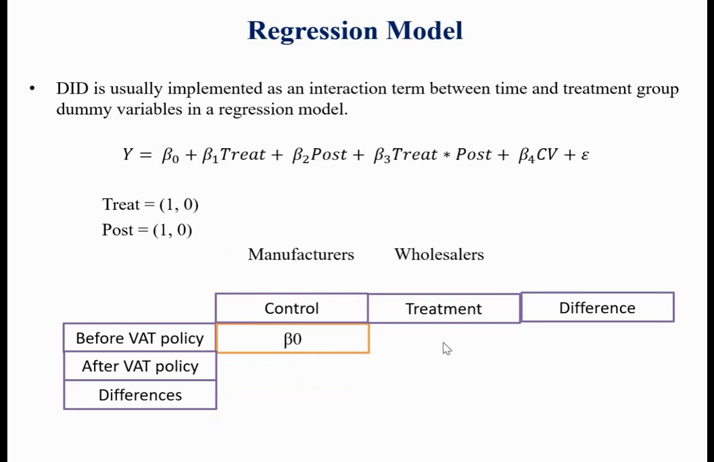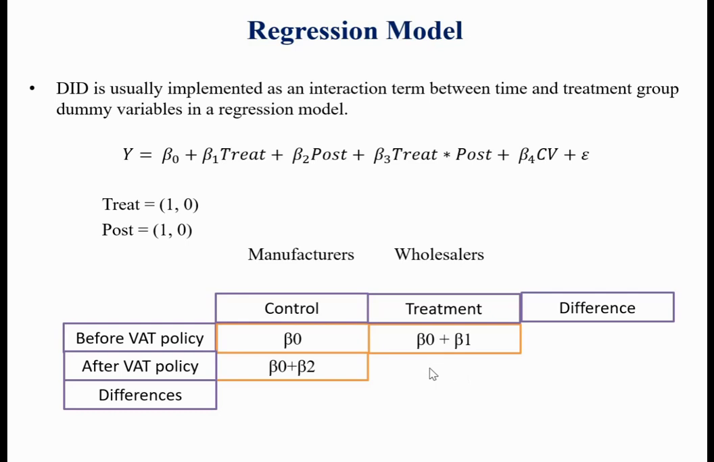And then if we also come here, we have the treatment, that is wholesalers, they are assigned 1, and before the intervention it is 0. So automatically, if you interact, we are going to get 0 here. So our estimated coefficient is going to be beta 0 plus beta 1, okay? In this region also, our control group is 0, and then after the intervention it is 1, okay? So we are going to have beta 0 plus beta 2, okay? That is the post after the VAT policy.